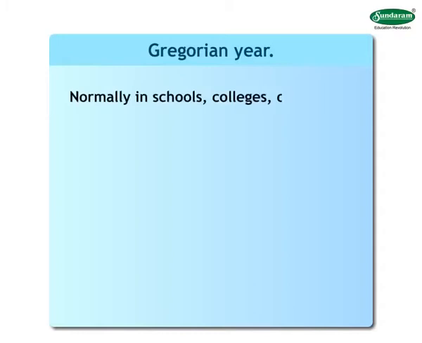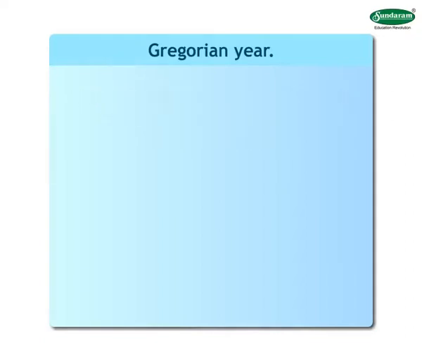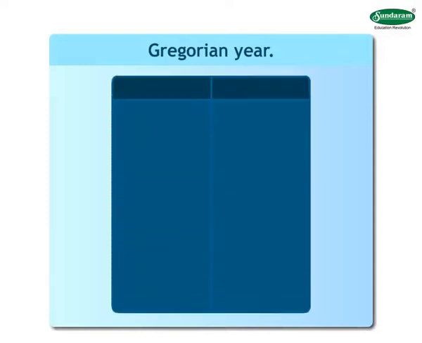Now, let us learn the months of the year. Here, we are going to learn the months of the Gregorian year and the Indian solar year. First, we will learn about the Gregorian year. Normally, in schools, colleges, offices, etc., we follow the days and dates of the Gregorian year. In the Gregorian year, we know that there are 12 months.